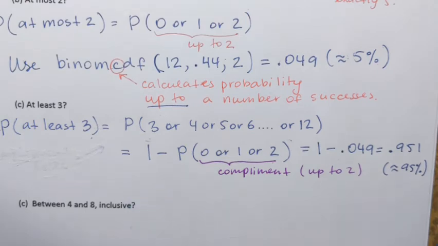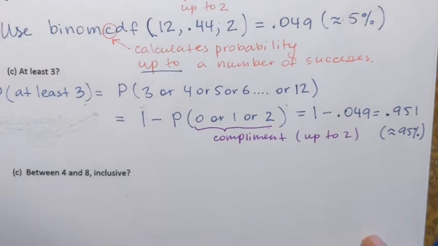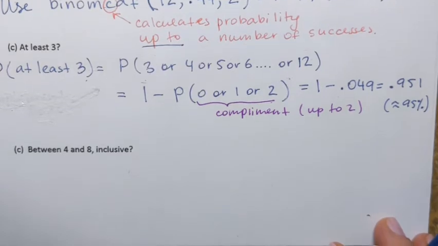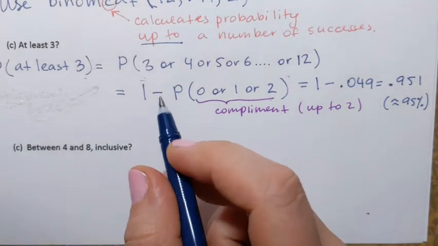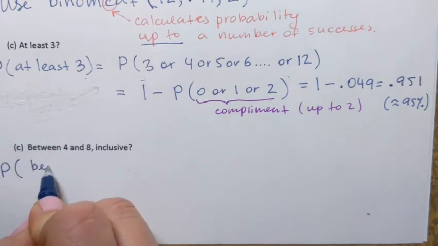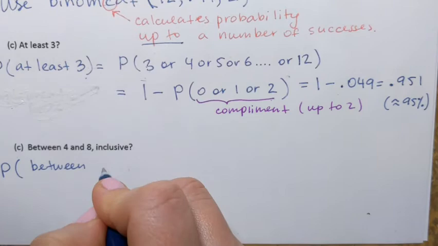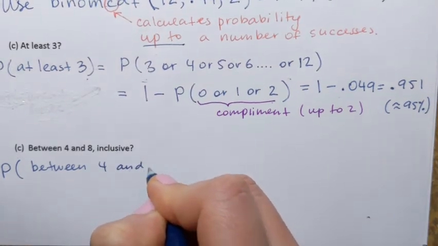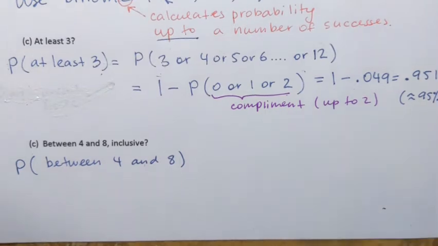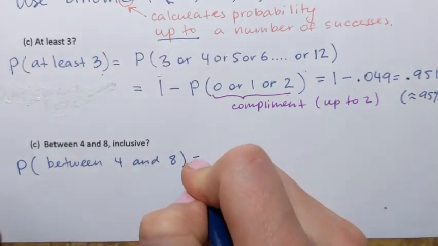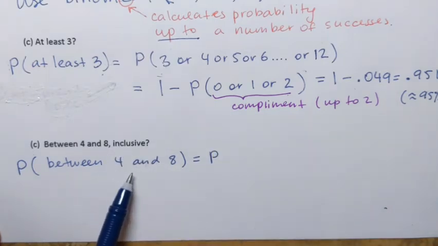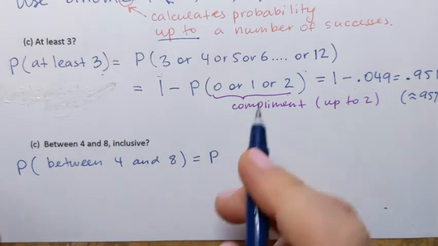And finally, our last question here is to find the probability that he makes between 4 and 8 shots inclusive. So let's write it down using notation. Probability between 4 and 8. So that's how it's given to us. But let's expand it. Let's list all the possible cases that are included in here. Inclusive meaning including 4 and 8, including those two cases.